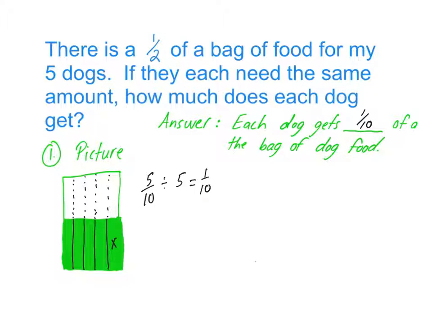All right, so I think back to the steps to attack a problem. I drew my picture, I came up with an answer, and now I need to check it. Let's see if this makes sense. If I have 5 dogs and they each get 1/10, that would be 1/10 times 5 equals, and when we do this, we can multiply straight across and we get 5/10. I do know that 5/10 is the same as a half, so by the looks of things, we did it exactly how we needed to. Each dog is going to get 1/10 of the bag of dog food.